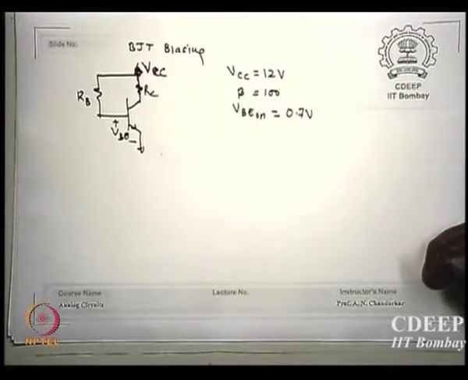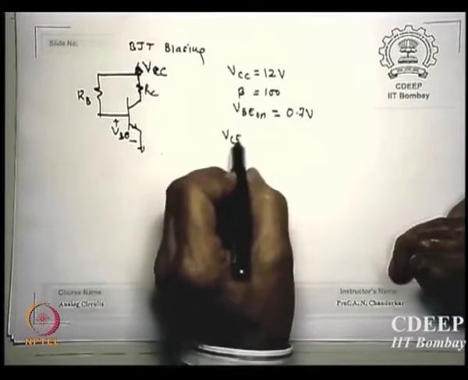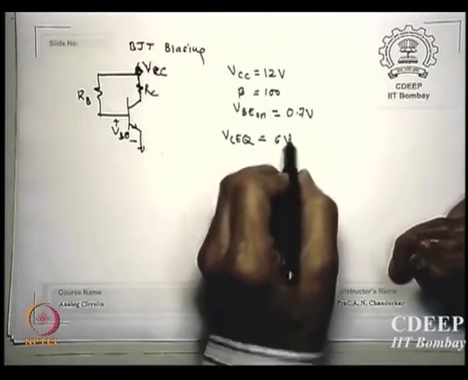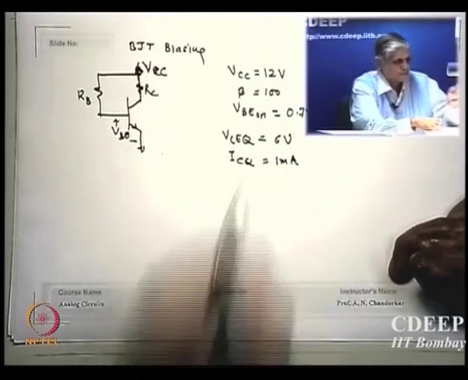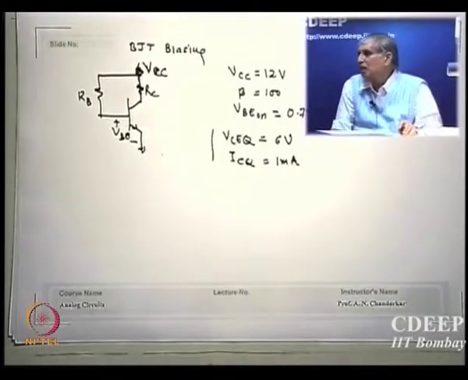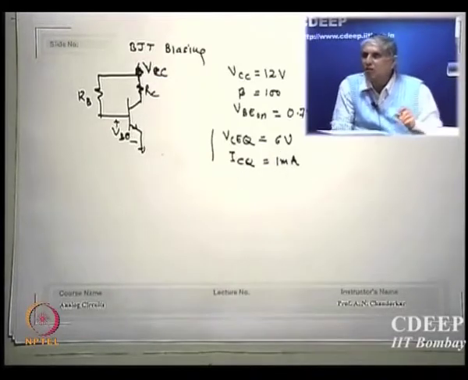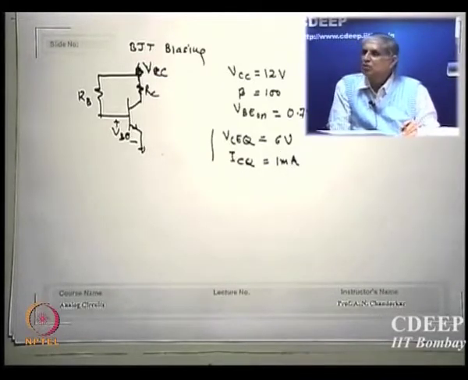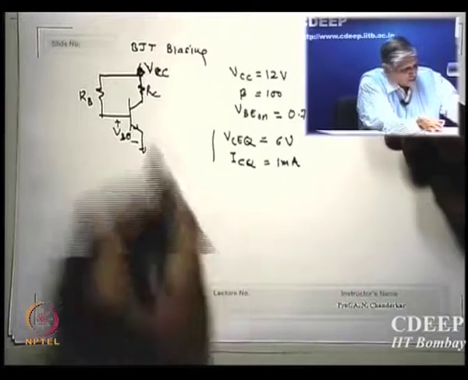Now let us say we want this device to have VCEQ equal to 6 volt and ICQ of 1 milliamp. This is the operating point I want to have. Is that clear? This 6 volt is roughly half of the VCC, therefore we roughly know we are always in active mode. Then how much is VCE?